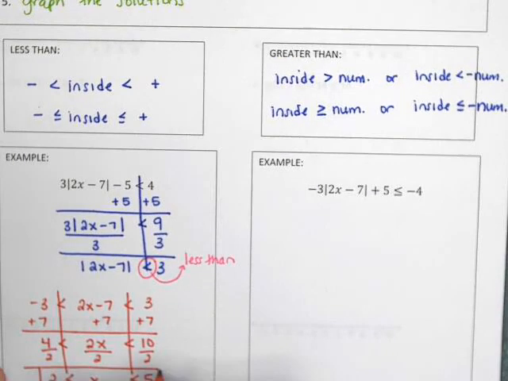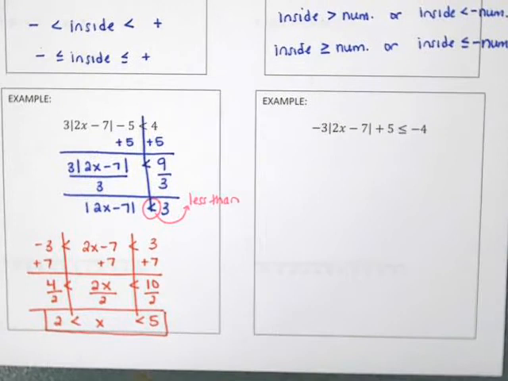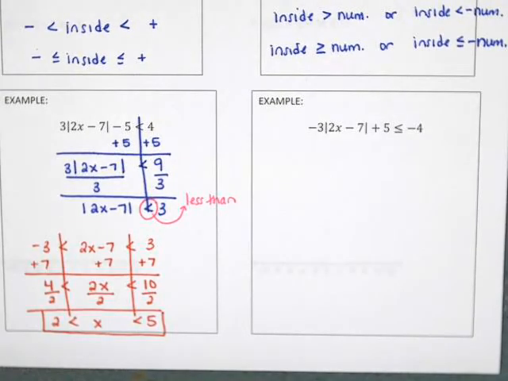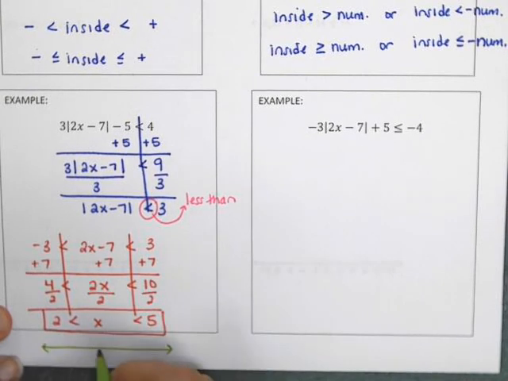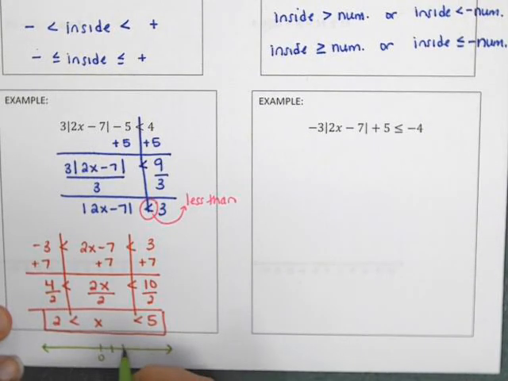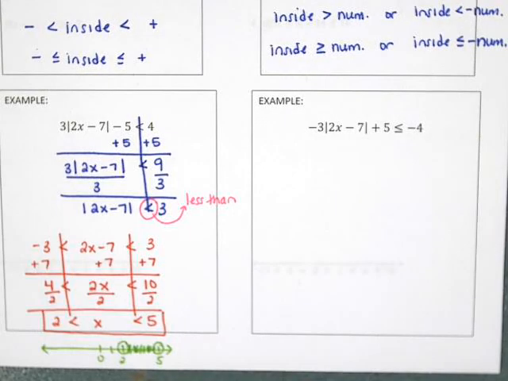Now that is my solution, and then the last step, you can't really see what I wrote. The last step here would be to make a graph. So on a number line, if the 0 is here, 1, 2, 3, 4, 5, I would have an open circle on the 2, open circle on the 5, shade in between. Okay, that's an example where we have a less than.